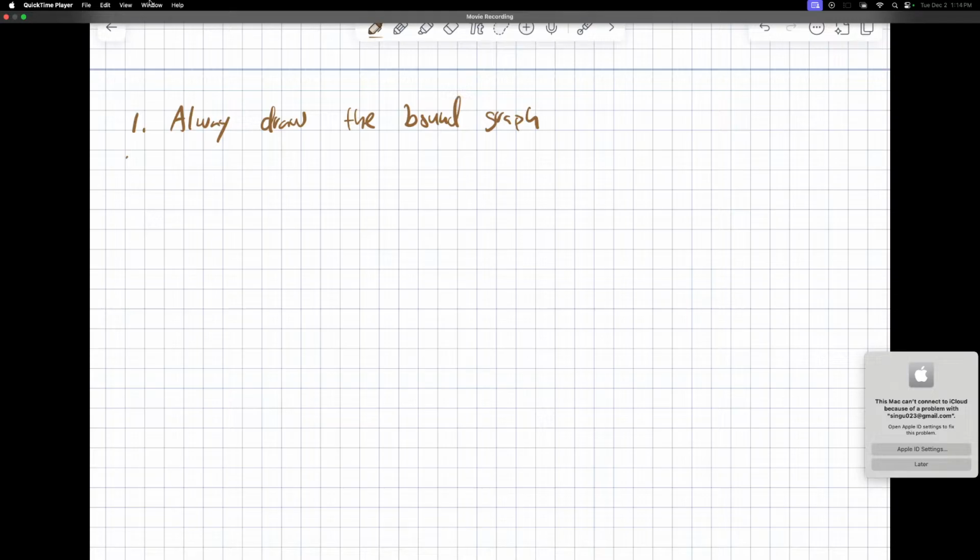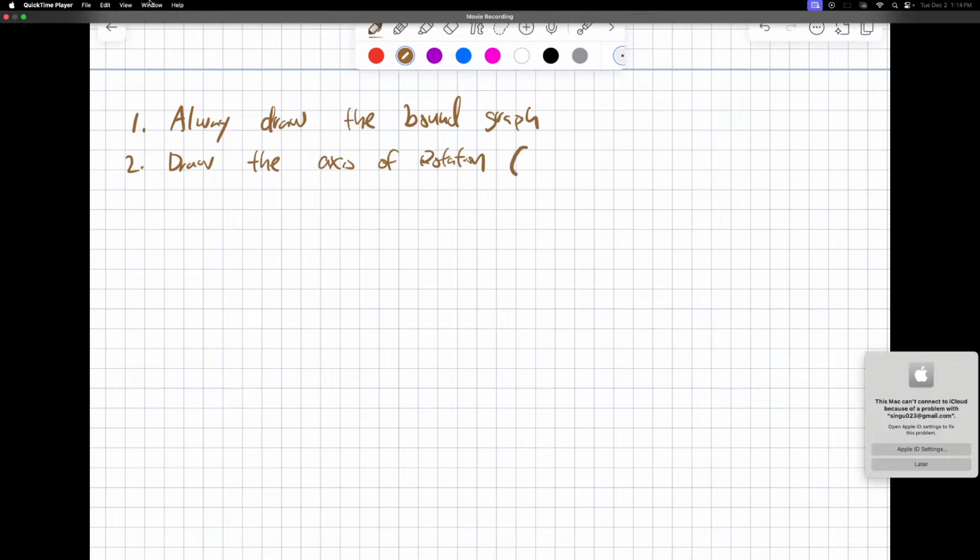Even though it's 8 steps, it's not that hard. You don't have to write 8 different things, you just jot down the things that you need to draw. Second, draw the axis of rotation. Very, very important. You denote it like this, to say that part is rotating.